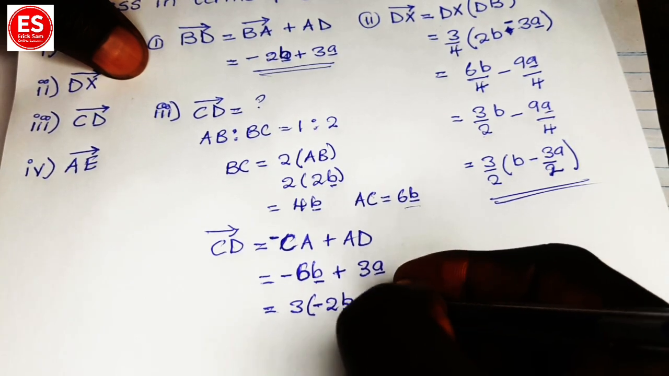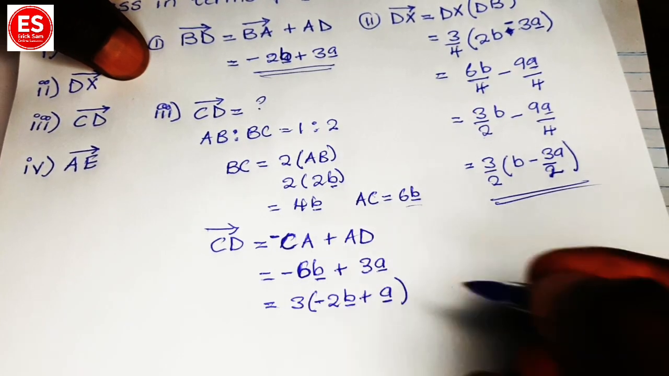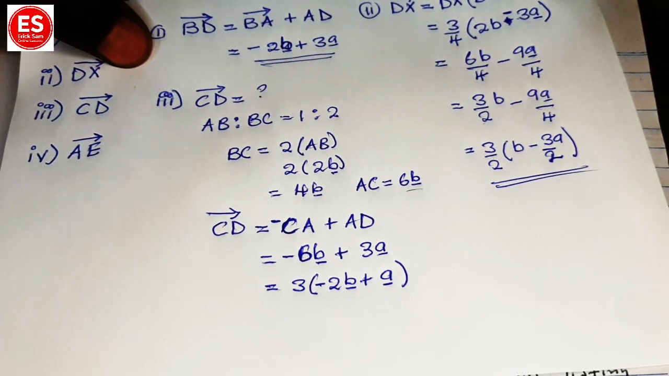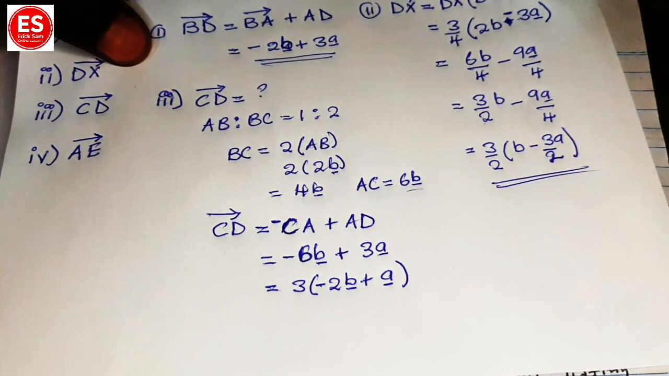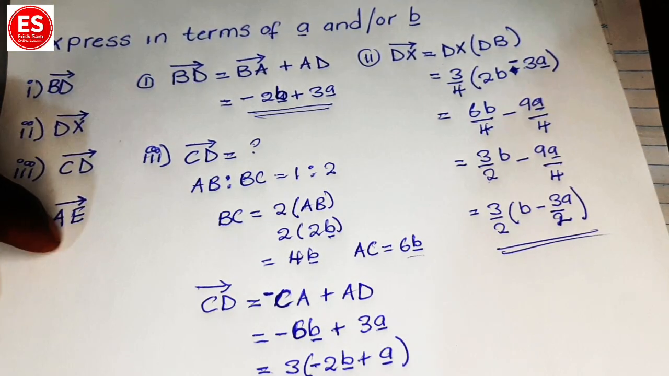2B plus A. Okay, that is how you can factorize that. All right, now that we found that answer, let's find the last question here.